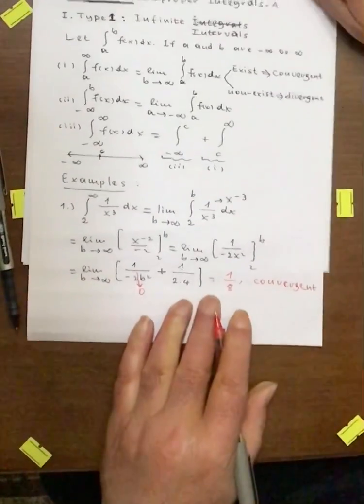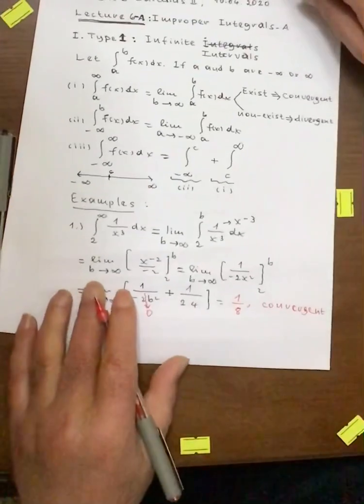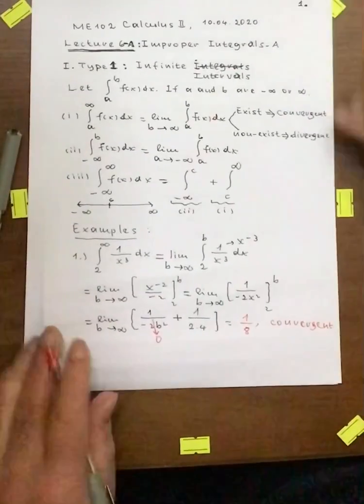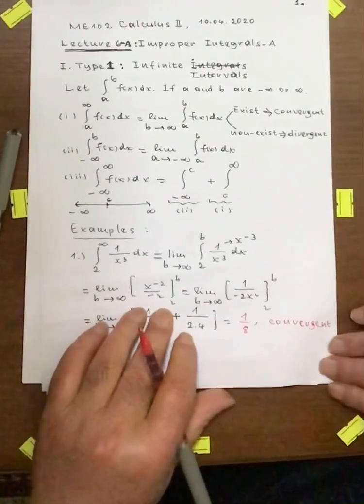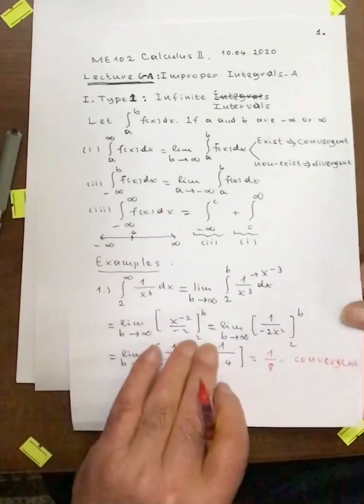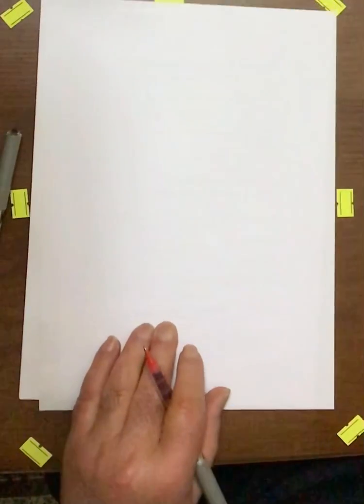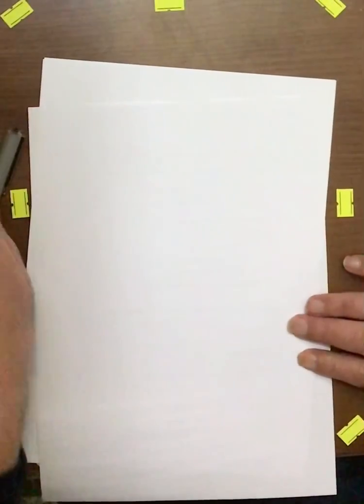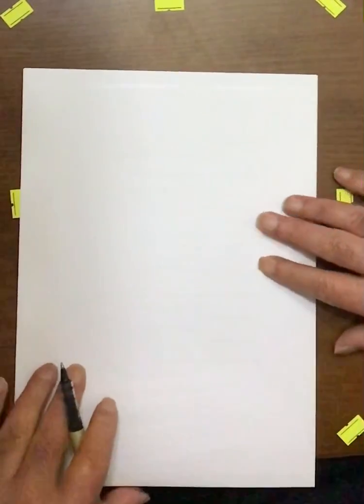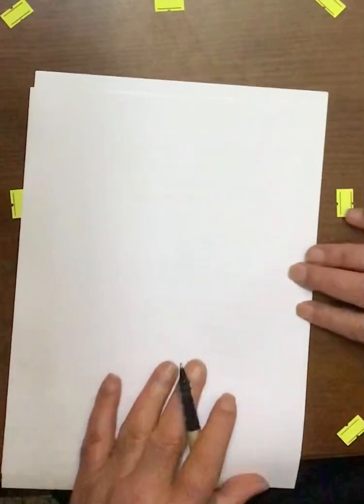Okay, our given integral is convergent. Now I would like to take another piece of paper. Let's write here number 2.